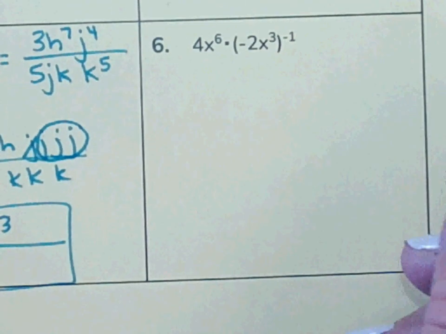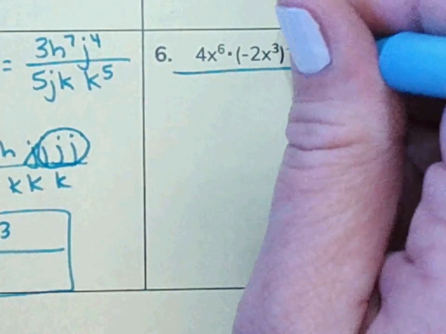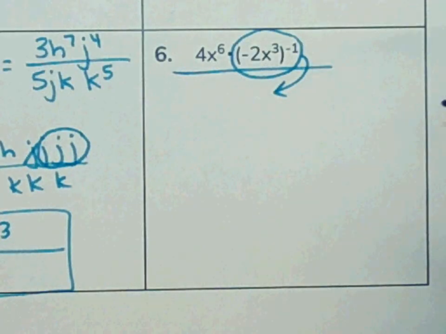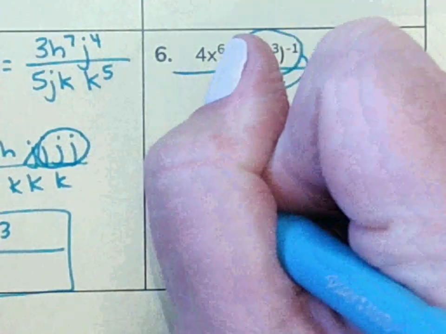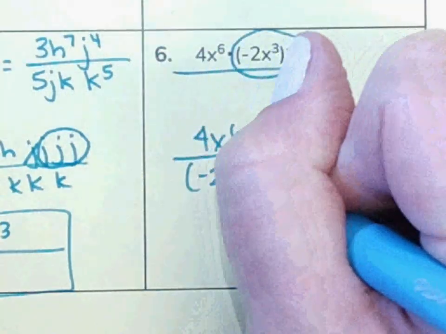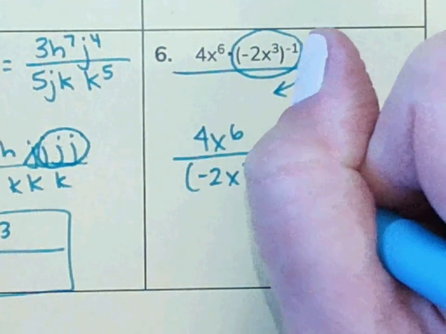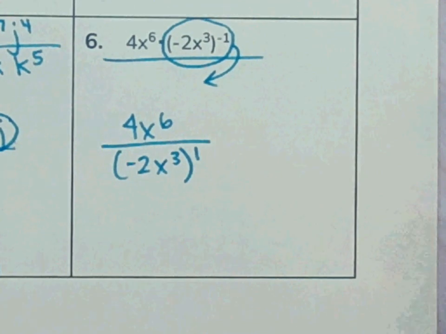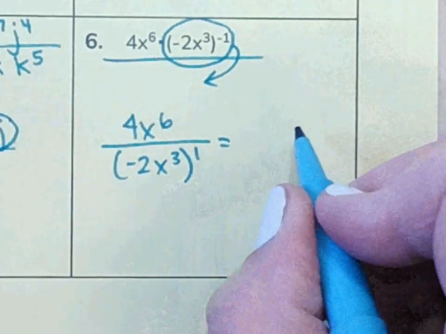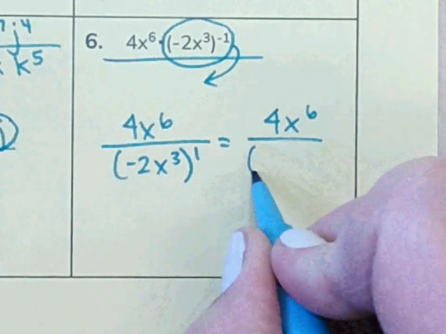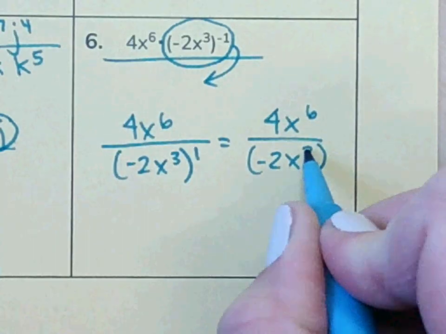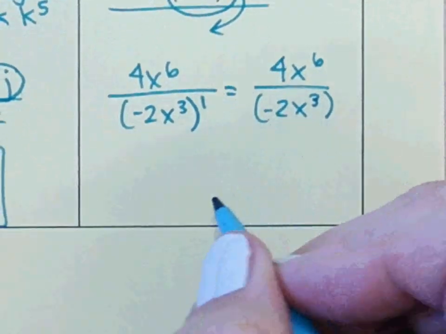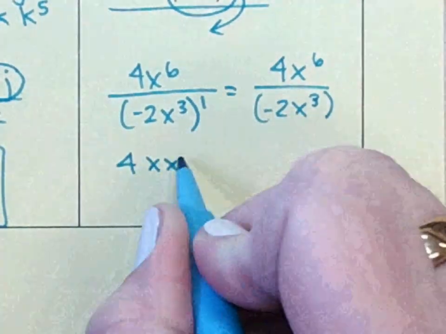We cannot have a negative exponent. So I'm going to take the negative exponent and its base, which is the entire parenthesis, and I'm going to move it to the opposite side of the fraction. Now that I've moved it to the opposite side, the exponent is positive. But if I have something to the 1st power, that means I only have one of them. So I don't need the exponent. I don't even need those parentheses. So if I rewrite this, 4x to the 6th.